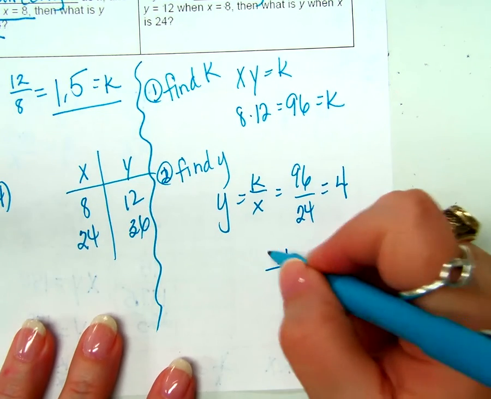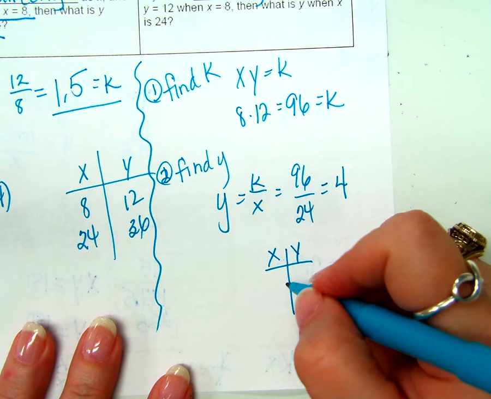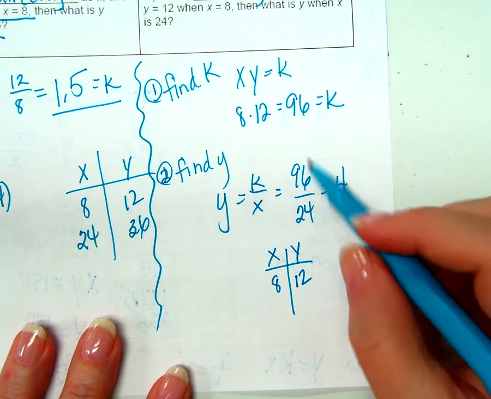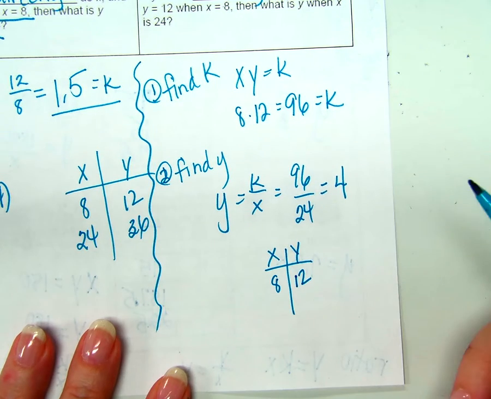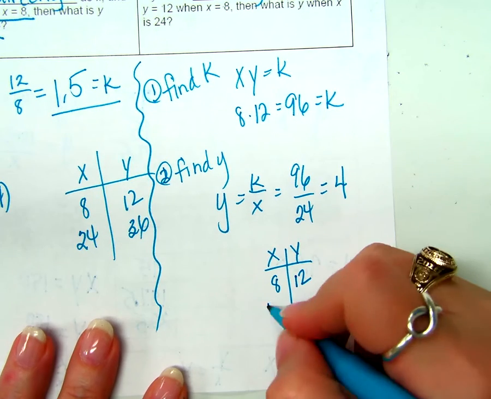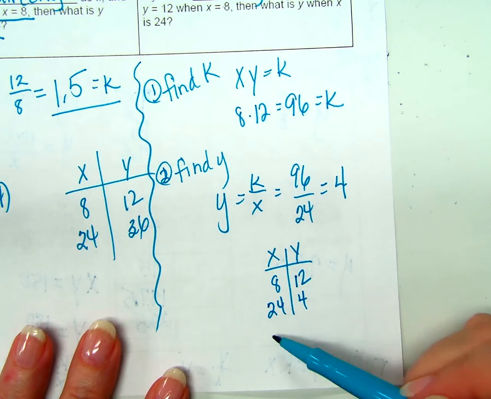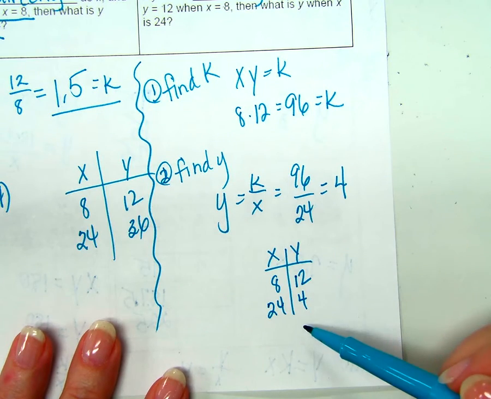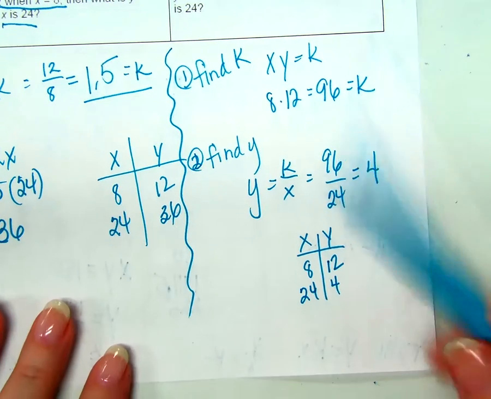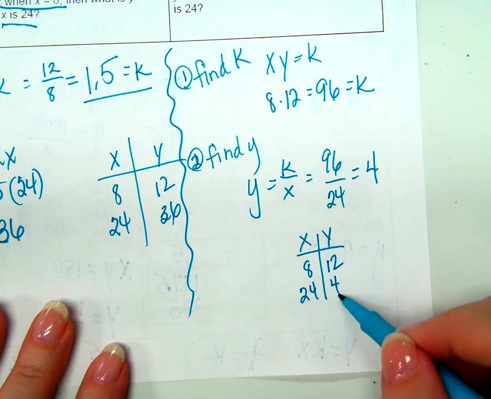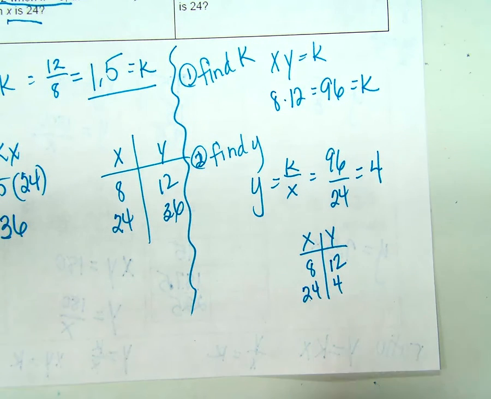Does that make sense? The first x was 8. The first y was 12. The second x was what? 24. The second y was 4. Is x increasing? Is y decreasing? Do they have a common product? What's 8 times 12? 96. What's 24 times 4? Oh my goodness. We are amazing.